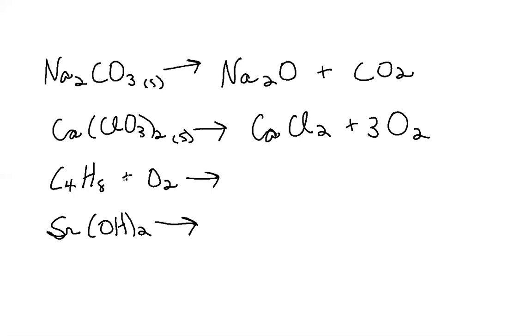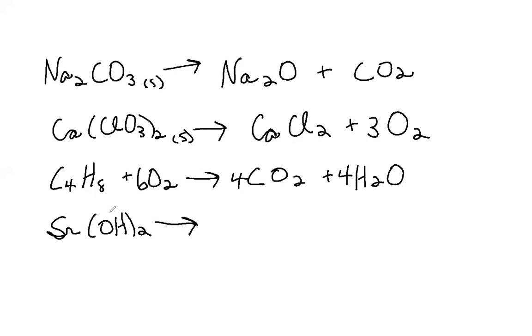All right, our next one, C4H8. Here we have a hydrocarbon, and unless told otherwise, we're going to assume complete combustion. That means our products are CO2 plus H2O. To balance, 4 carbons on this side, we need 4 on this side. We have 8 hydrogens. To get 8 on this side, we put in a 4. 4 times 2 is 8. Then add up the oxygen: 4 plus 8 is 12. So we need a 6 here to get our 12 oxygens.